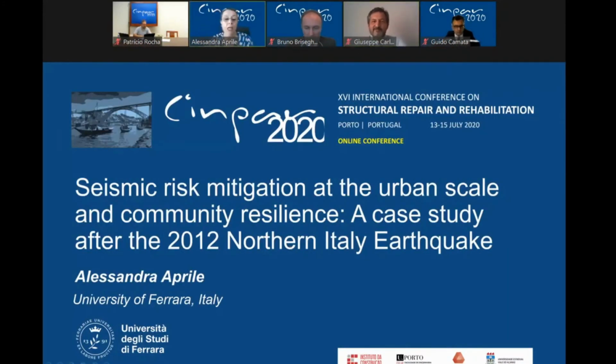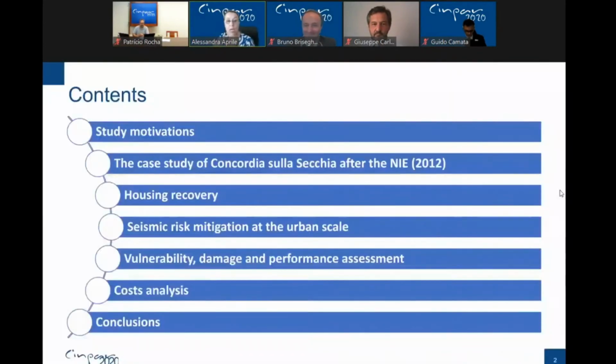Good, good. It's okay. I'm going to talk about seismic risk mitigation at the urban scale and community resilience, with particular reference to a case study we had the opportunity to consider after the 2012 Northern Italy earthquake. So it's a completely different topic from the topic that we have heard by the previous speaker. I will talk briefly about study motivation.